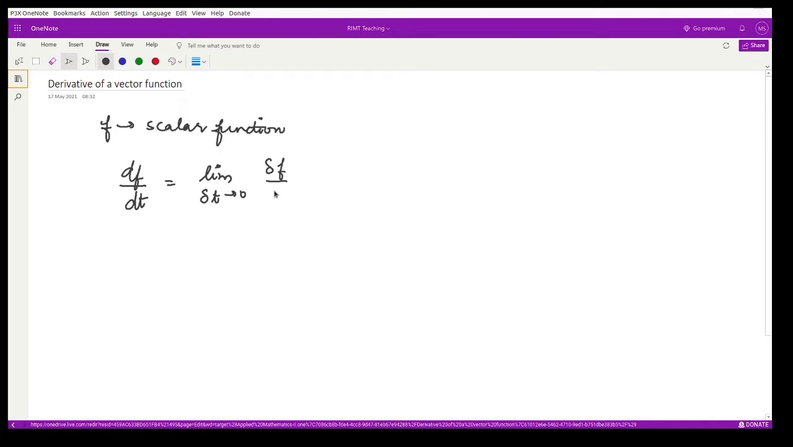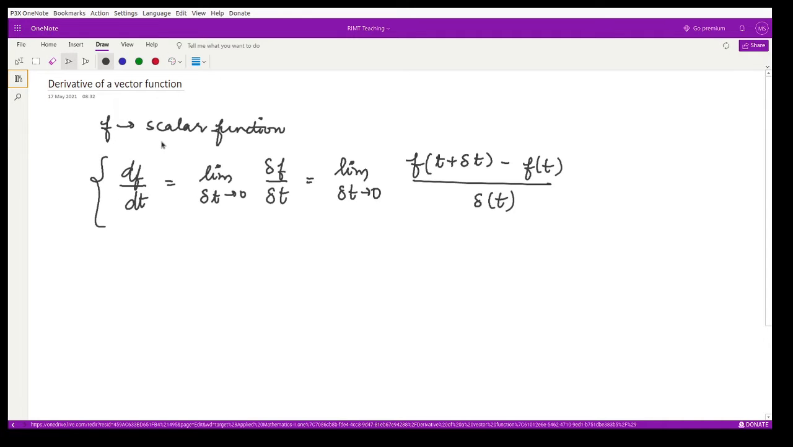del f by del t. Now what is this? This is limit delta t approaches 0 of the variation of the function about the point, f of t plus delta t minus f of t, divided by delta t, provided this limit exists. So this was the definition of the derivative for a scalar function.